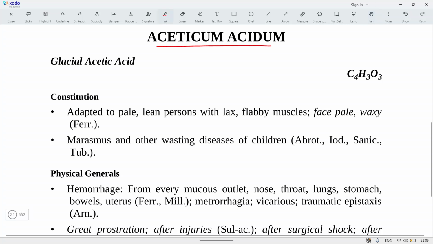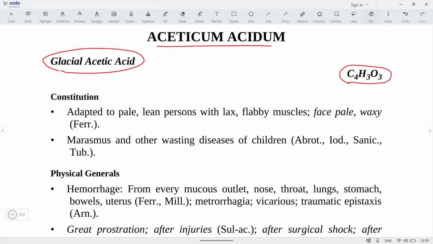Aceticum acidum. Another name is glacial acetic acid, and its formula is C2H4O2 as a whole. Now first we are going to study the constitutions, then the physical generals. It does not have much about the mental generals.